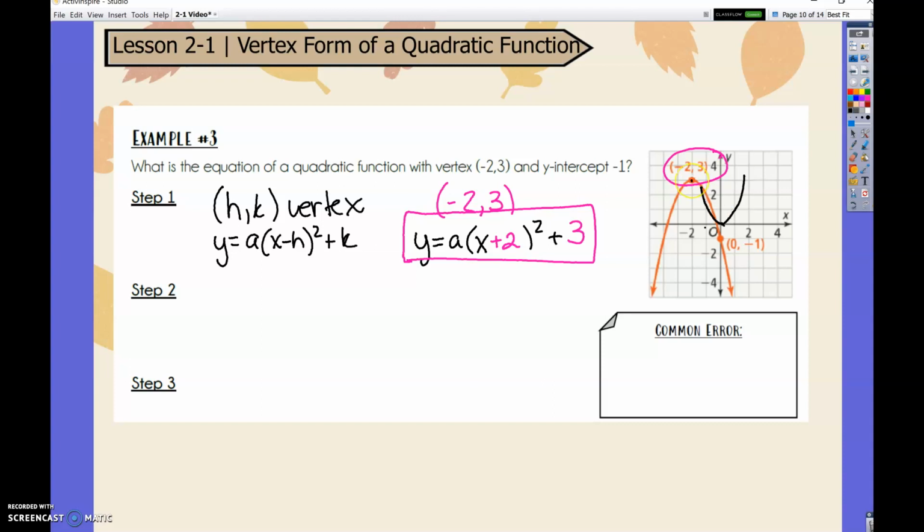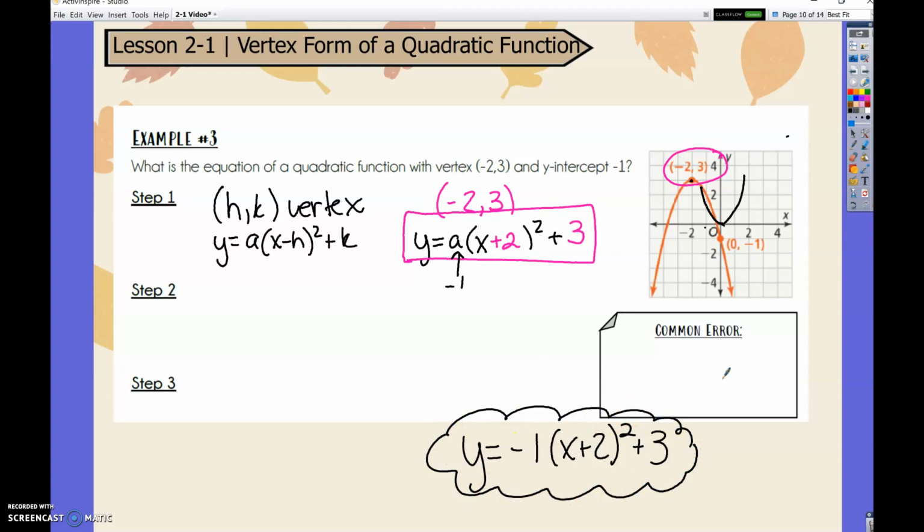So that seems to be the case here. We have our vertex. It goes over 1 and down 1. Note that it is opening downwards. So that's going to mean that we have a negative for our a value, but it's also not really stretching or compressing compared to the parent function. It's still going over 1, down 1. So our a value is going to be -1. Now, we know our final equation then should be y equals -1 times x plus 2 quantity squared plus 3. This is your equation that we wrote from the key points of this graph.